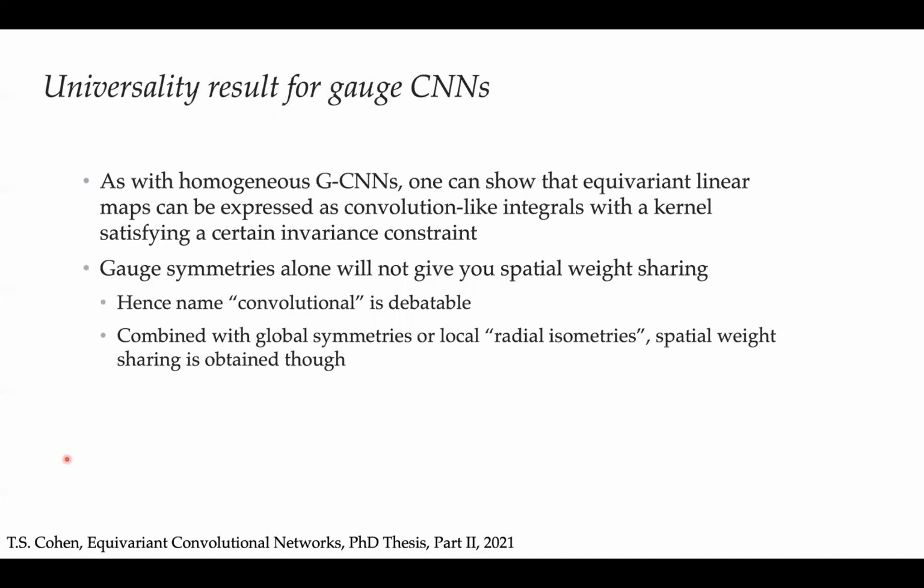And then you can prove in a generic way the universality result for generalized CNNs, which shows that equivariant linear maps can be expressed as some kind of convolution-like integral with a kernel that satisfies a certain invariance constraint. Now, I know this is pretty vague, but to give you the full detailed theorem would take much more time than we have today.